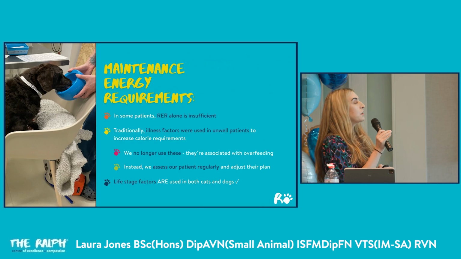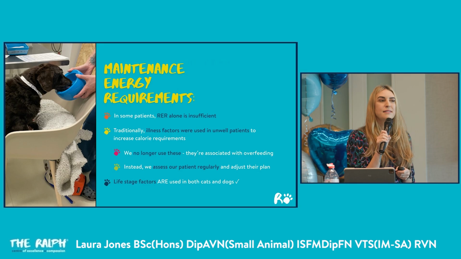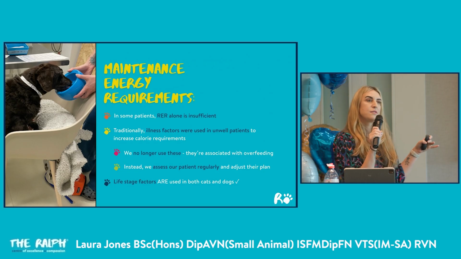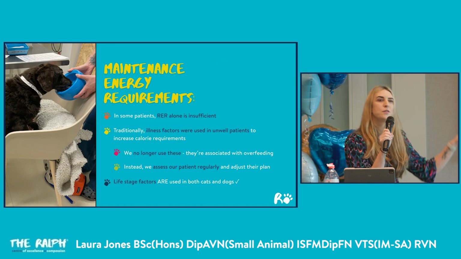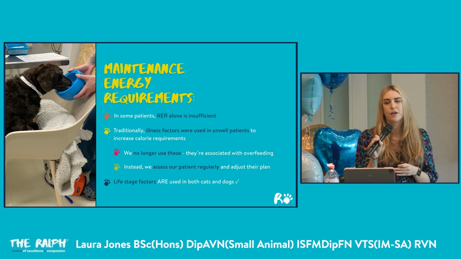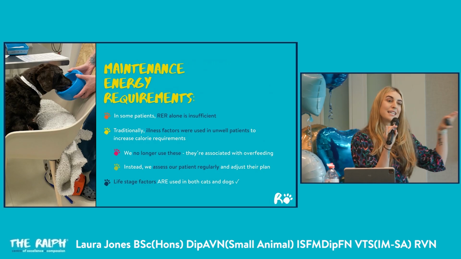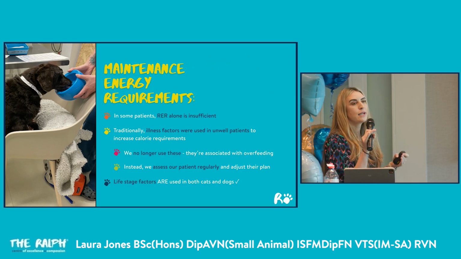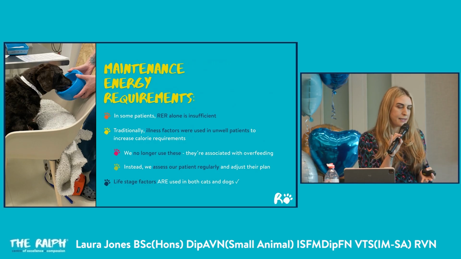We also have maintenance energy requirements. Now, we don't tend to use these as much in practice, but we do know that in some cases, RER is not going to be sufficient. Now, traditionally, we used to use illness factors for our unwell patients. So we used to say if this patient is in for cage rest, they would have 1.2 times their RER. If they're pregnant, we're going to do 2 times their RER, etc., etc. We now know that illness factors, where we're basically putting patients in a box correlating to their condition, aren't appropriate. They risk overfeeding. So instead, for those patients, we're going to use their RER. We're going to monitor their response to feeding and tweak things as needed on an individual basis.